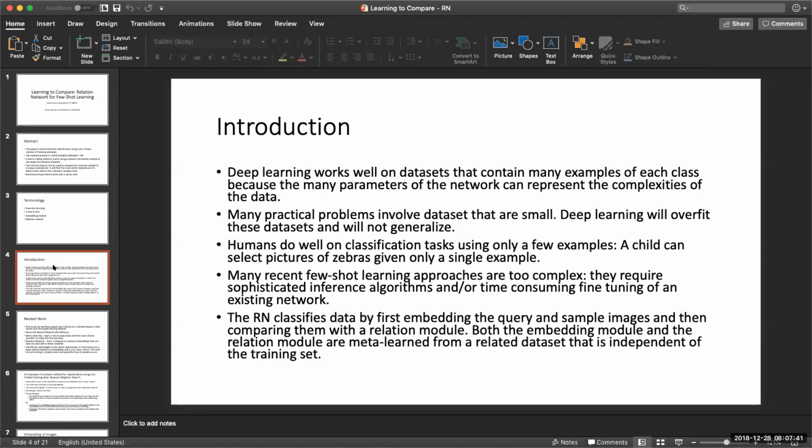In contrast to deep learning networks that may require a lot of data, humans do well on classifying tasks using only a few examples. You can show a child a picture of a zebra, perhaps just a single picture of a zebra, and they'll be able to pick out the zebra from images. So that would be one-shot learning.